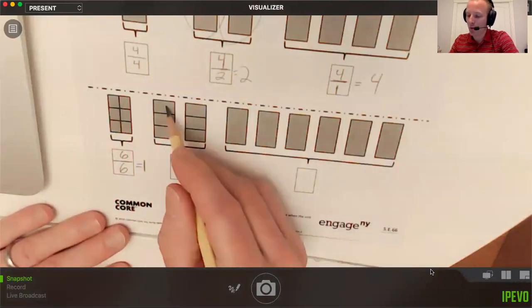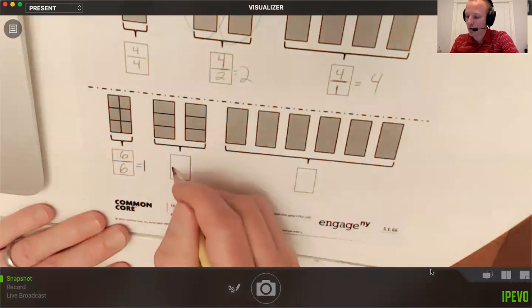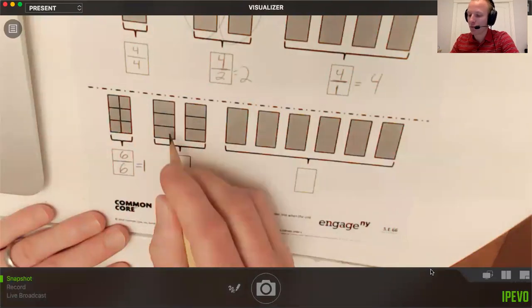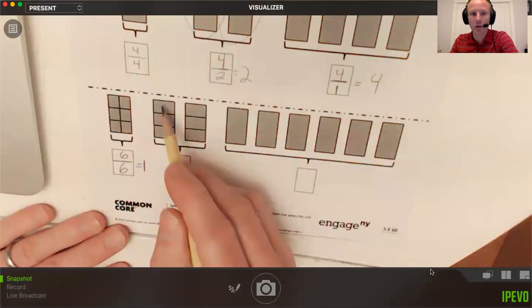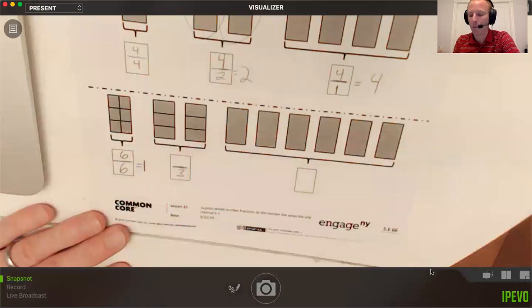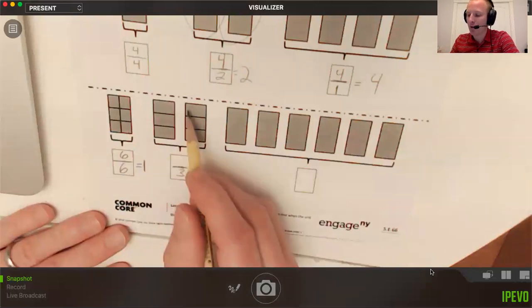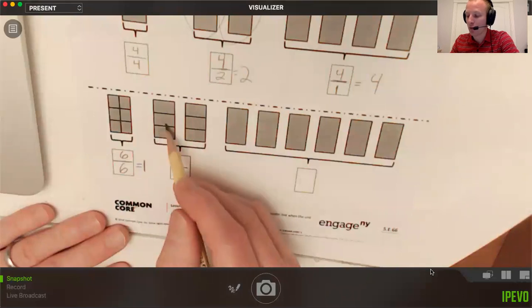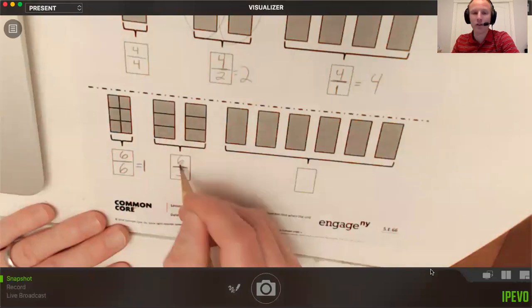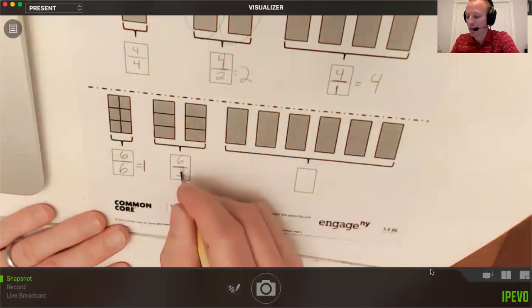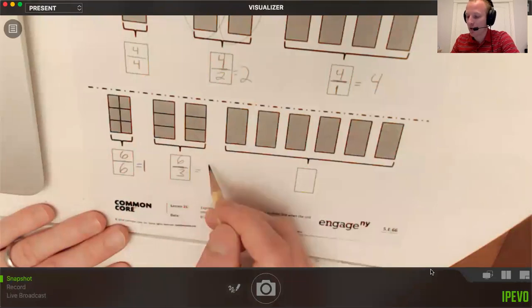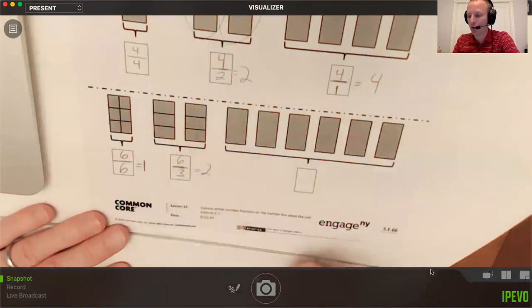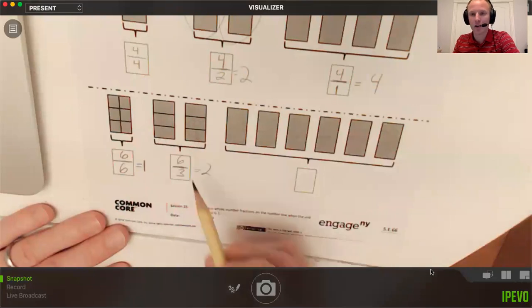So here we have 1, 2, 3. My bottom number is 3. Notice, to figure out the bottom number, I only have to count how many parts are in one of my wholes. And then the top number is how many parts do I have altogether? 1, 2, 3, 4, 5, 6. I have 6 shaded in parts. 6 out of 3, and you can see that equals 2 wholes. I've filled in 2 entire rectangles here.